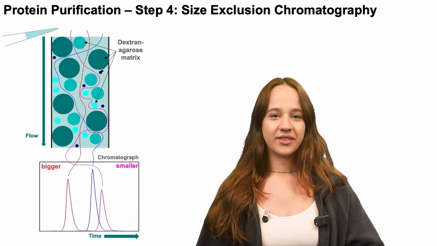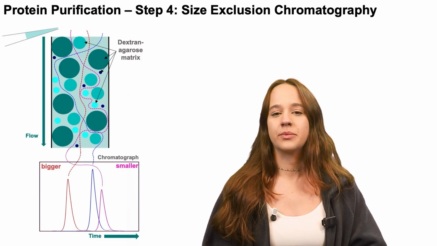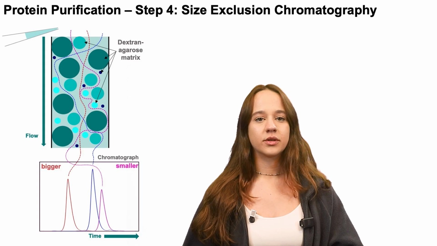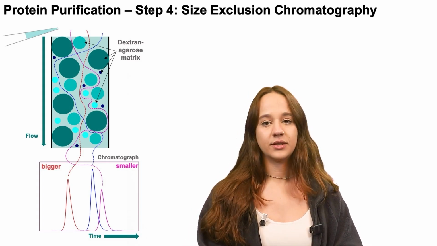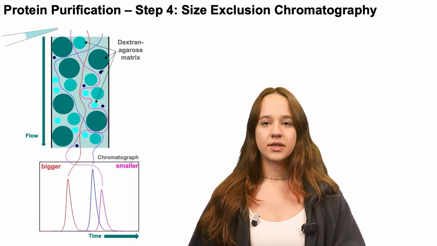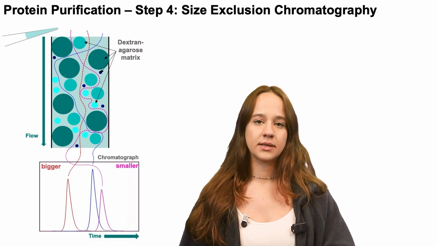At this stage, the protein is already very pure, but it may exist as different oligomeric forms. For structural studies, it's very important to work with a homogeneous sample, meaning a sample that contains only one type of oligomer. The last purification step thus aims at separating possible distinct forms of the protein.